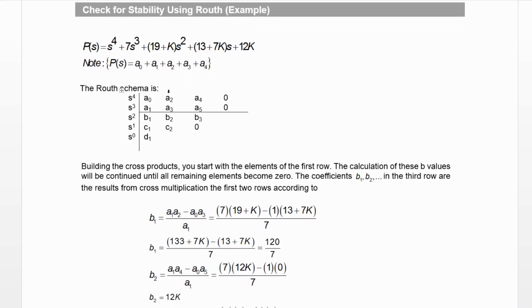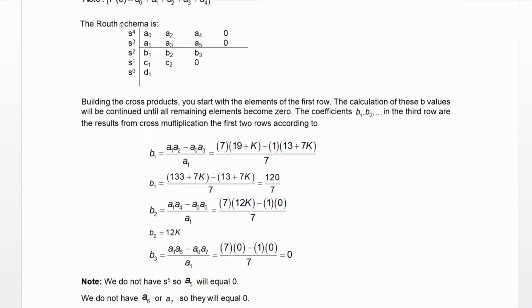So A0, A2, A4. A0 would be the first one, in this case 1. A2 would be 19 plus K. And A4 would be 12K. And then 0. Then the next row is going to be A1, which is 7, and A3 would be 13 plus 7K, and then A5 doesn't exist, so it's just 0. Then to calculate these B's, B1, B2, and B3, you have to use these formulas down here, and combine these in to plug them into it.